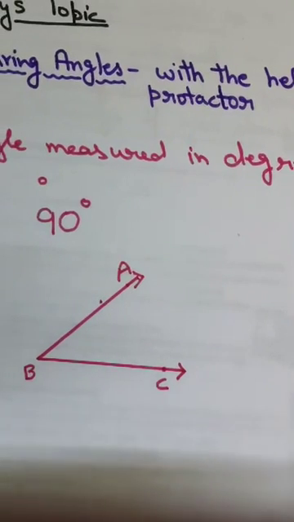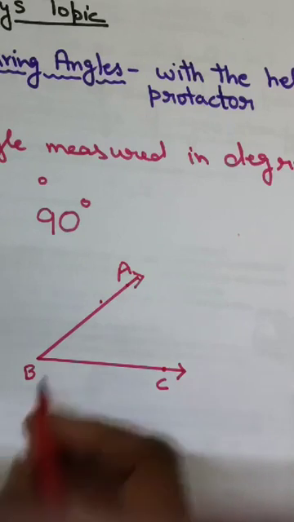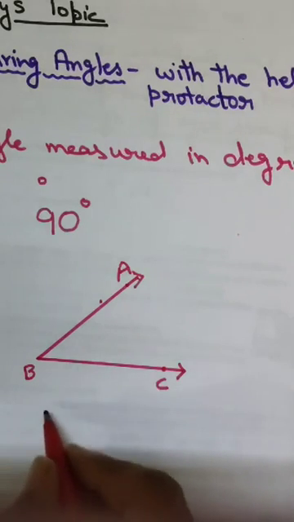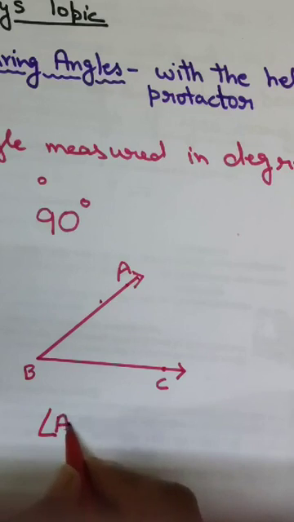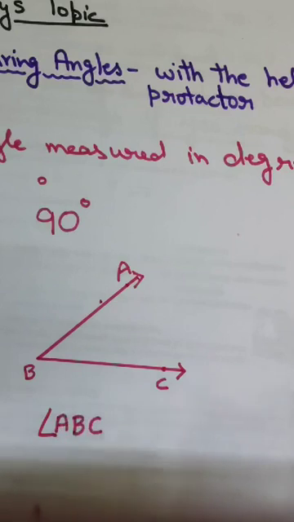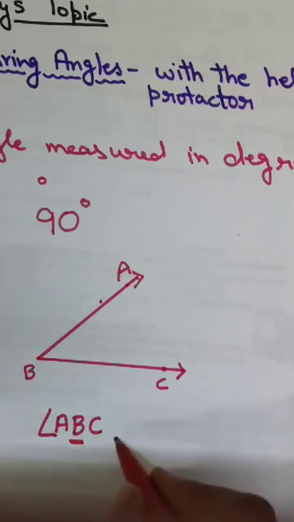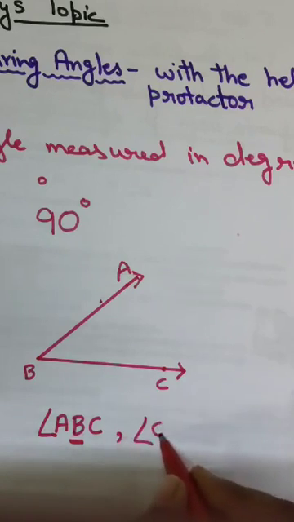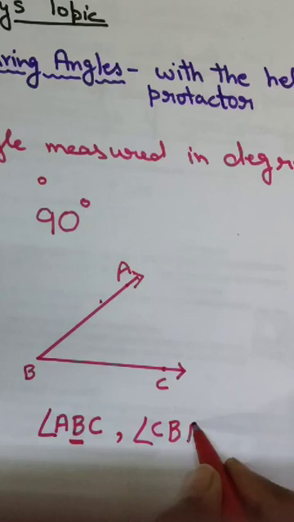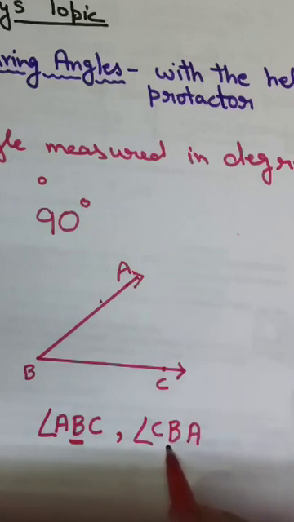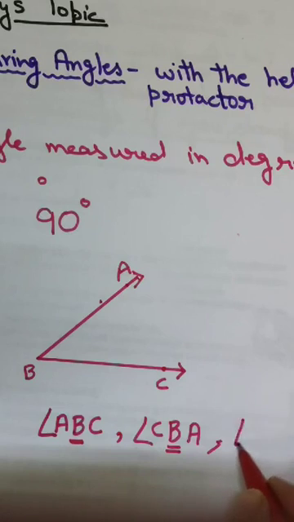First of all, how will we write it? We can write angle ABC like this: angle ABC. Vertex will always come in the center. Or we can write it as angle CBA also. Now again the vertex is in the center. Or we can write it as only angle B. This you have learned in your previous class.